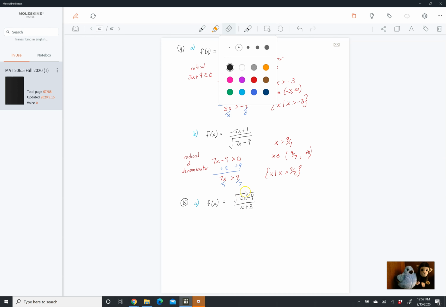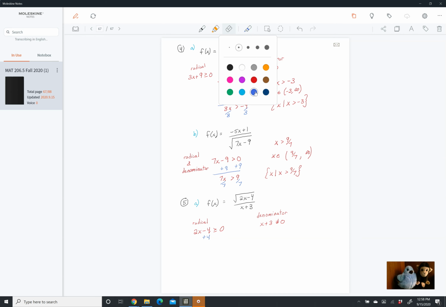Well, now we have it separate, right? The radical isn't in the denominator, so what's under the radical could be 0. So the radical is telling us 2x minus 4 is greater than or equal to 0. The denominator is telling us x plus 3 can't be 0. So now we have 2 separate inequalities to solve. Okay, this is the only case where we would have 2 separate inequalities.